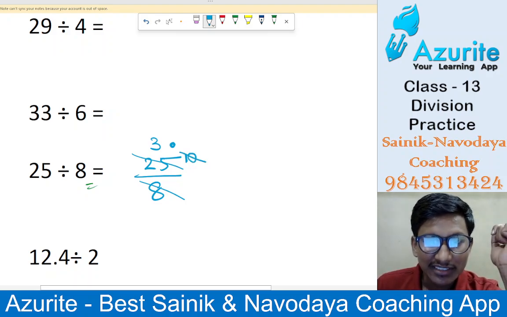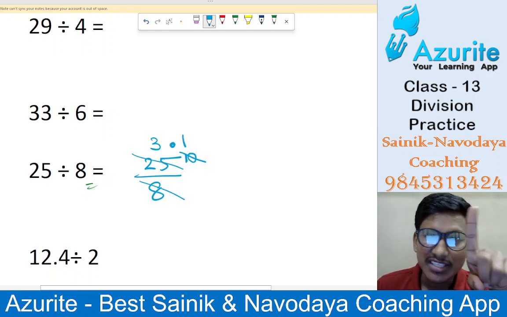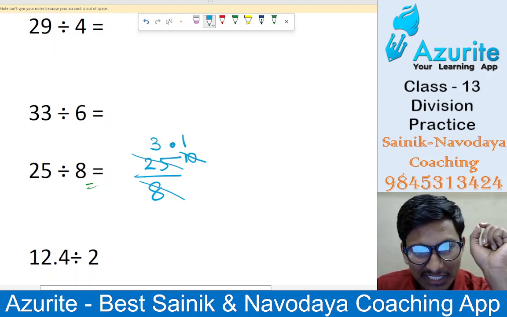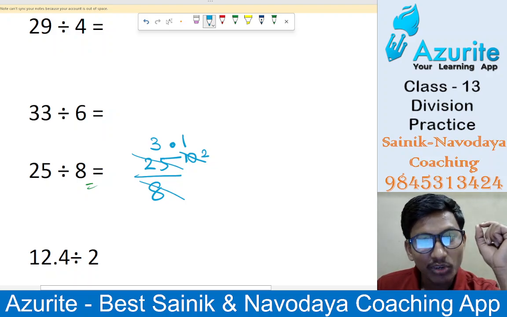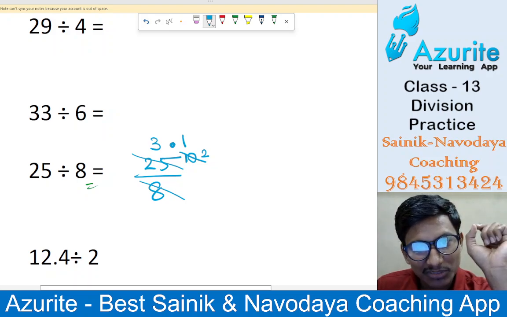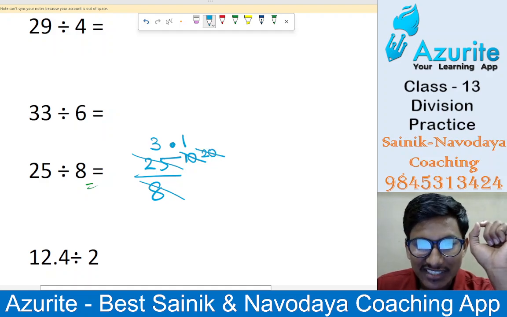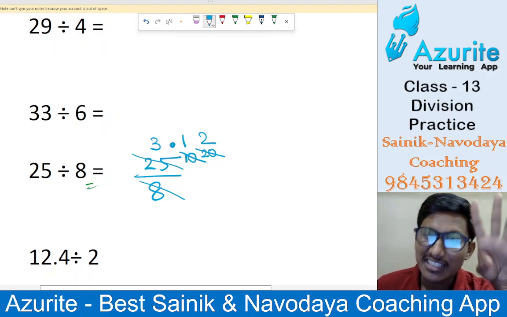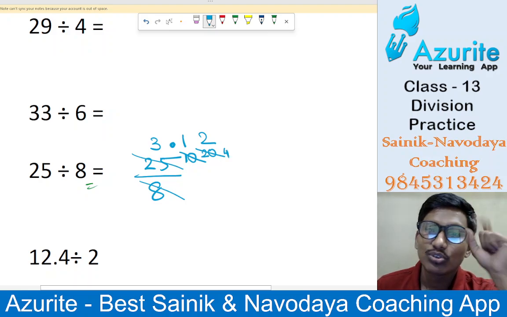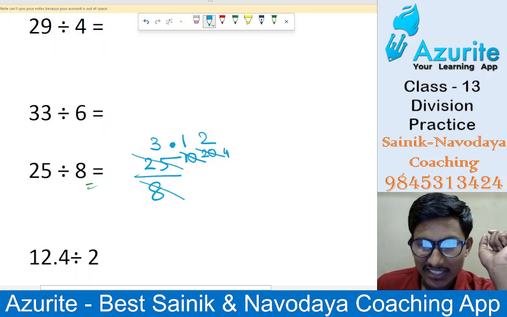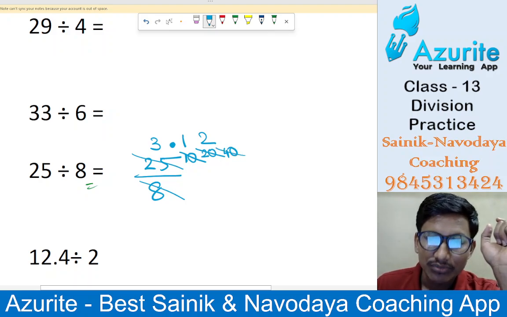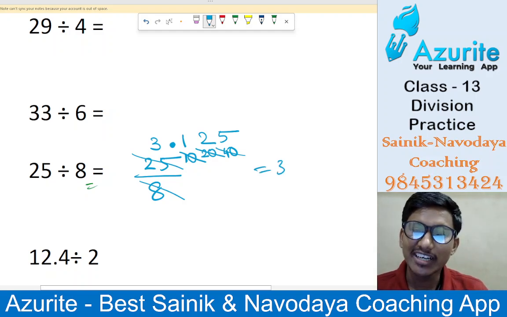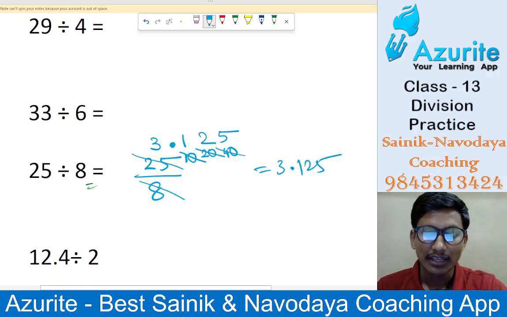8 ones are 8. Then 10 is there. 8 gone means 2 will be remaining. Again you write it here. So already point is there. 2 is remaining, so it will become 20. 8 twos are 16. Then 16 means 4 will be remaining. So point is already there. So take a 0. 8 fives are 40. So 125. That is what we said, 3.125 will be the answer.